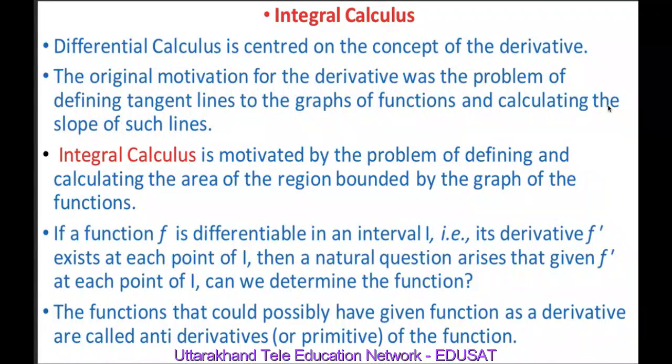Suppose we are given a function f which is differentiable in an interval I. It means f is differentiable at each point of I. We denote the derivative of f by f dash. Then there is a natural question: if f dash is given at each point of I, can we determine the function? If such a function exists, then we call this function an antiderivative or primitive of the function.